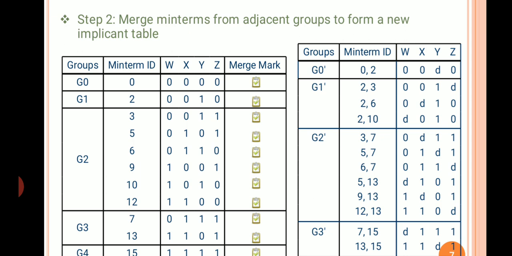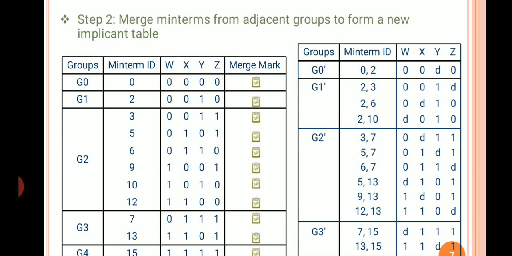X is changing and Y is also changing. That's why you cannot put them together. Leave that. Then 2 with 6. See, at this stage you are not going to put a merge mark in front of the 5. So it will be blank.